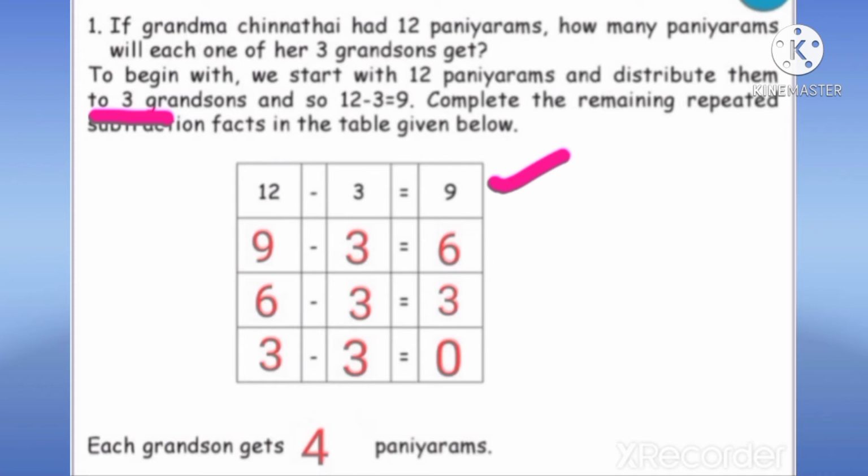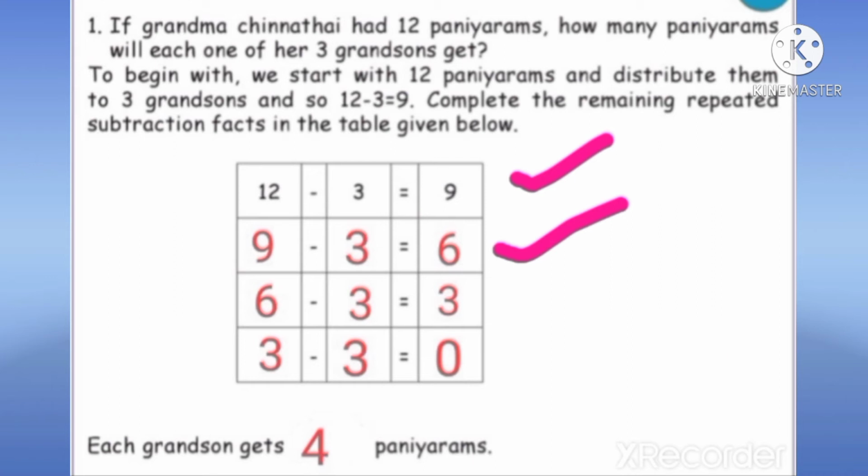Complete the remaining repeated subtraction facts in the table given below. See children, to begin with, we start with 12 paniyarams and grandma gave one each to her grandsons. So 12 minus 3 equal to 9. Then next we start with 9 paniyarams. Grandma gave one each to 3 grandsons. So 9 minus 3, 6.